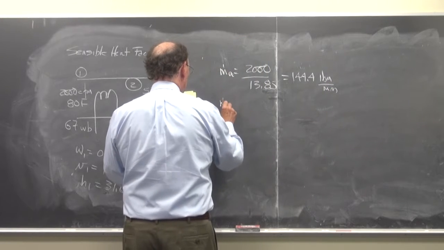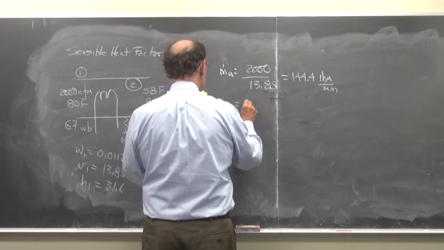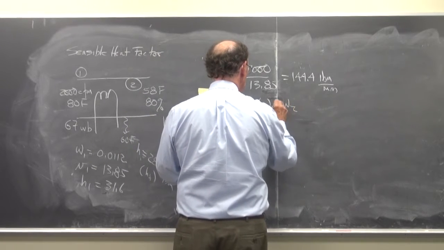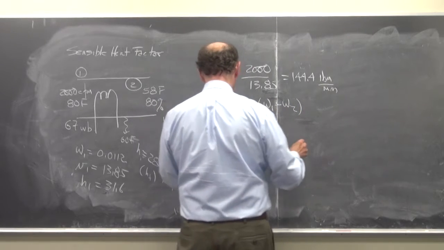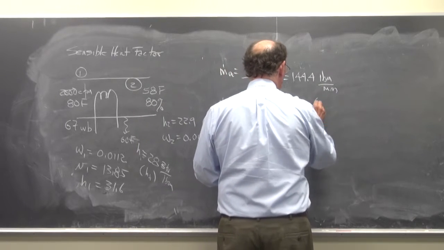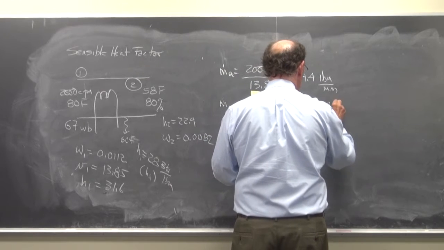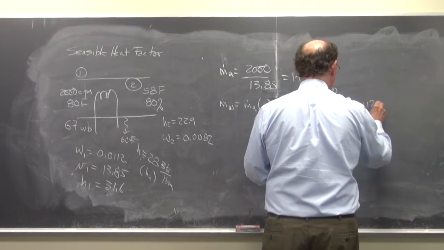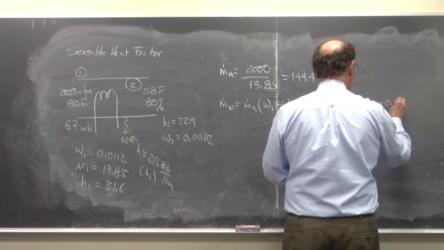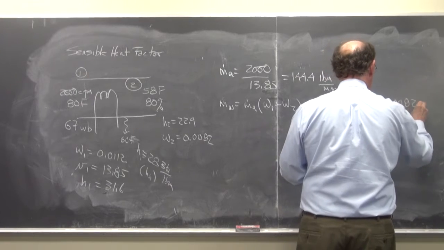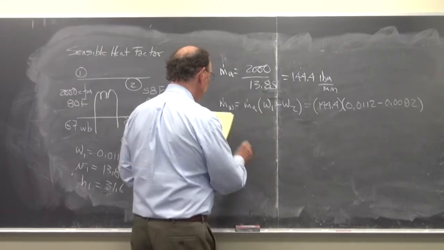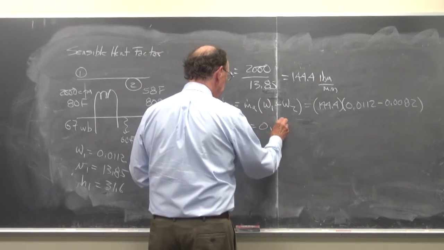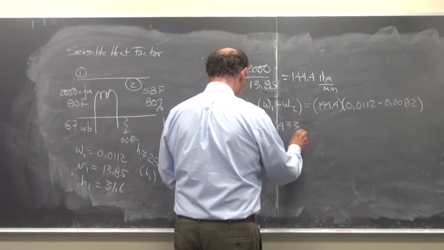The mass flow rate of the water is equal to m dot A times omega 1 minus omega 2, which is equal to 144.4 times 0.0112 minus 0.0082. If I do that, I'll find the mass flow rate of the water to be equal to 0.433 pounds mass per minute.